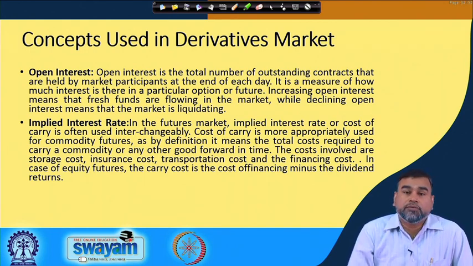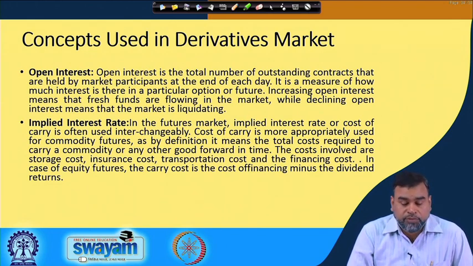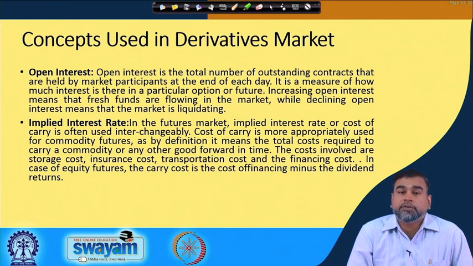Then we have another concept, implied interest rate. What is implied interest rate? It is the cost of carry; cost of carry and implied interest rate are often used interchangeably. It is mostly used for commodity futures, where by definition it means the total cost required to carry a commodity or any other good forward in time. There are some costs involved in carrying, like storage cost, insurance cost, transportation cost, financing cost, and so on.